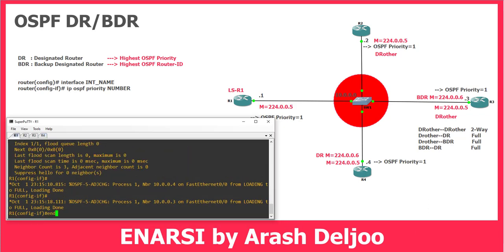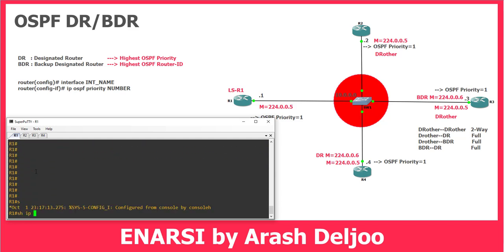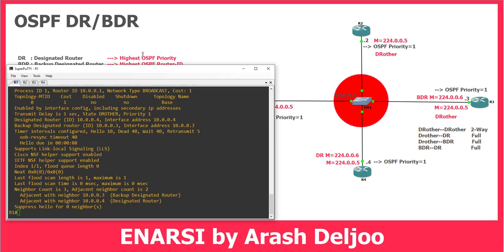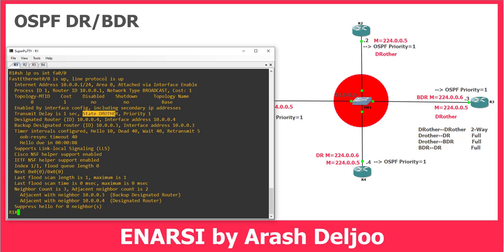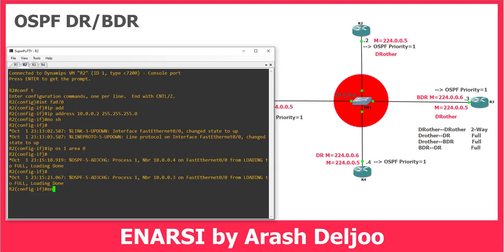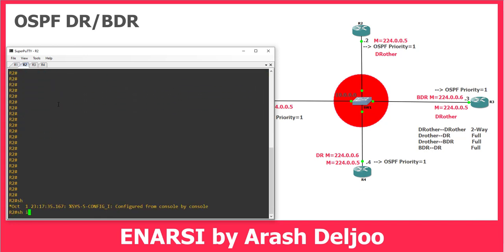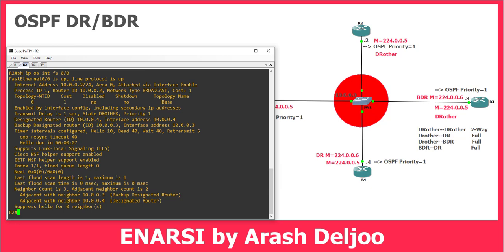This is R1. You can use show ip ospf interface FastEthernet 0/0. Here you can see the state of this interface is DR other, and the priority of this interface is 1. In router 2, we will see the same condition with show ip ospf interface FastEthernet 0/0. As you can see, the OSPF priority is 1.